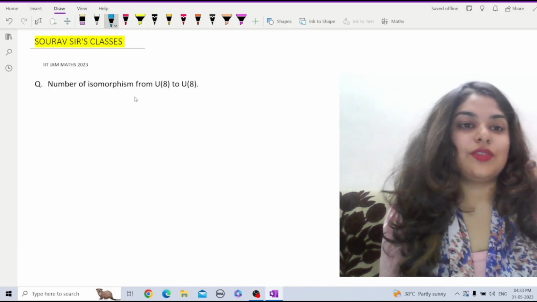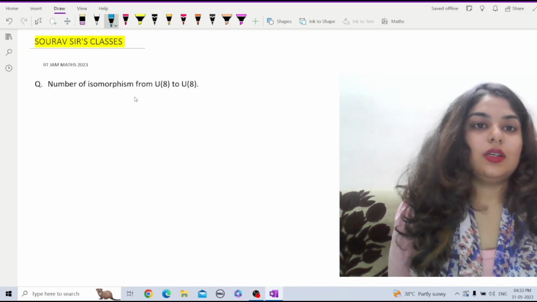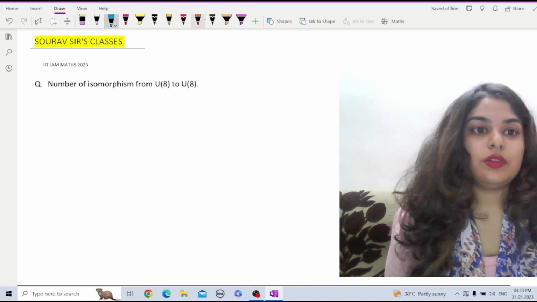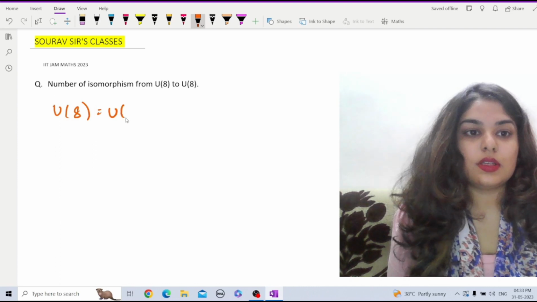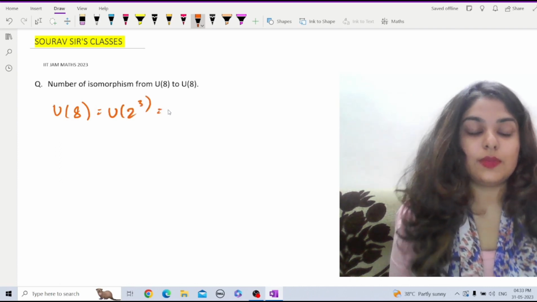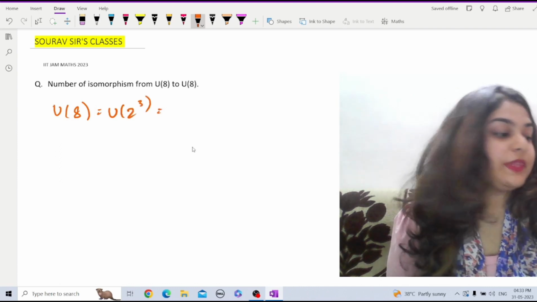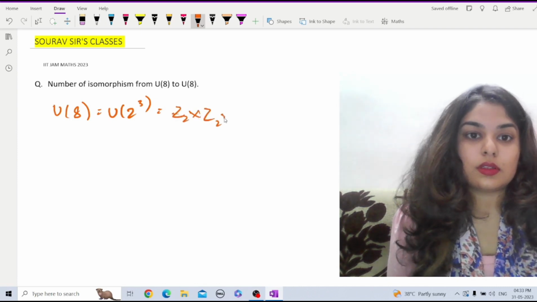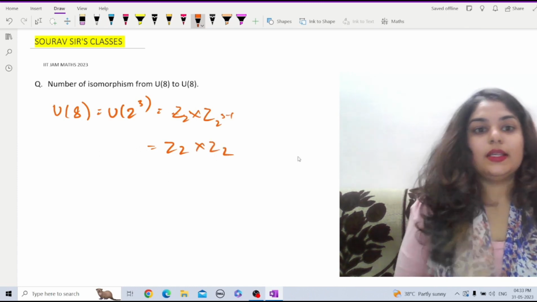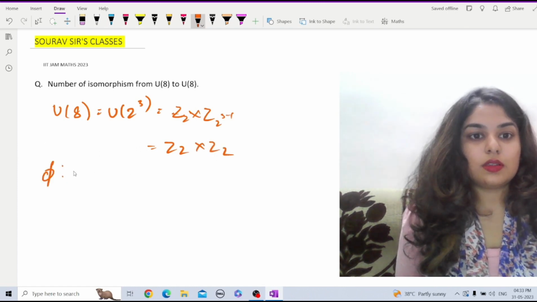We have our next question here. We have to find out the number of isomorphisms. So let us write down that U8 can be written as Z2 cross Z2, right? So this is basically written as K4.